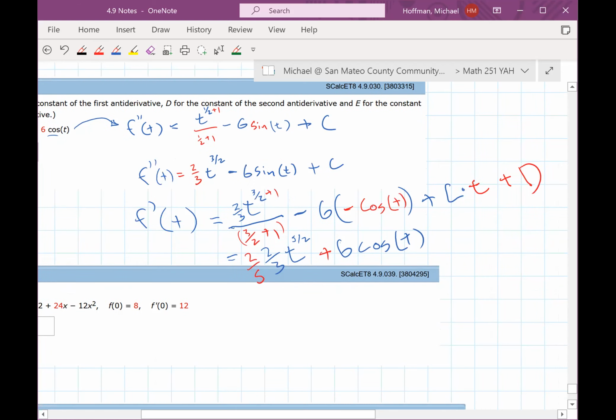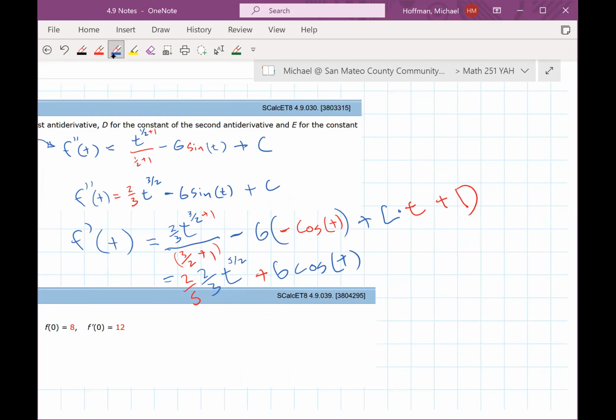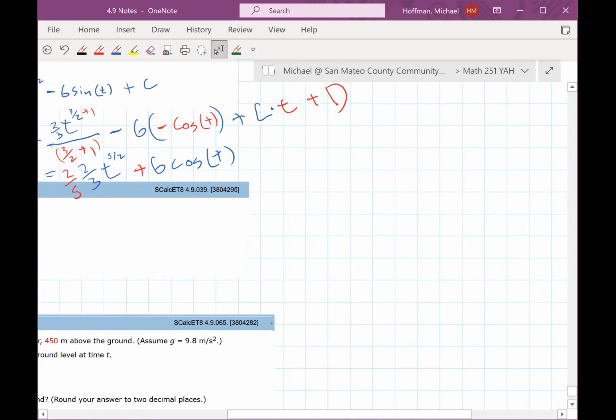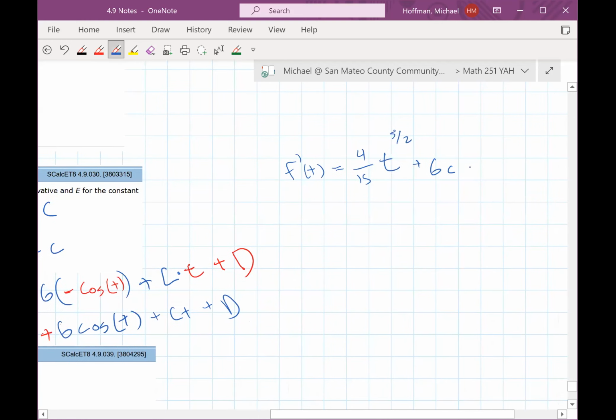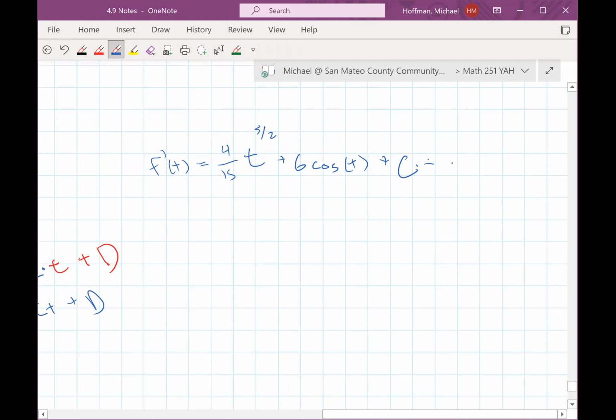So the answer for f prime, which is now the second antiderivative, if I start this over again, trying to write a little more clearly, let me consolidate my work. This right here was plus ct plus some other constant d. Now I end up with f prime of t equal to 4/15 t to the 5/2 plus 6 cosine t plus c times t plus d.